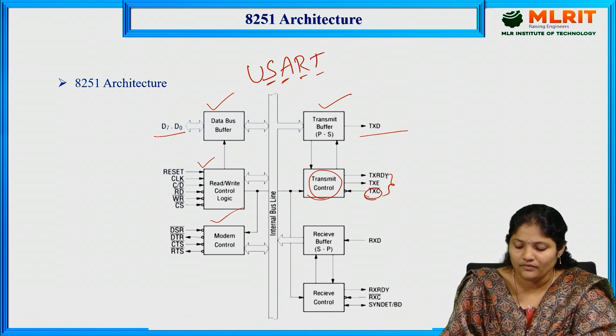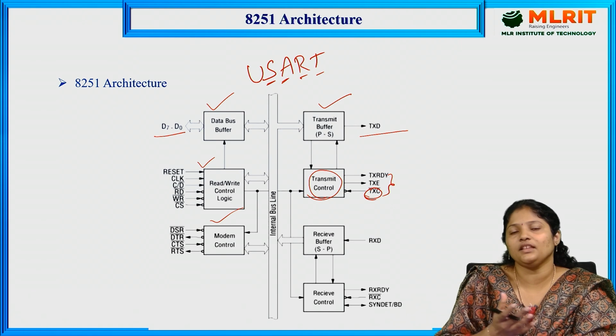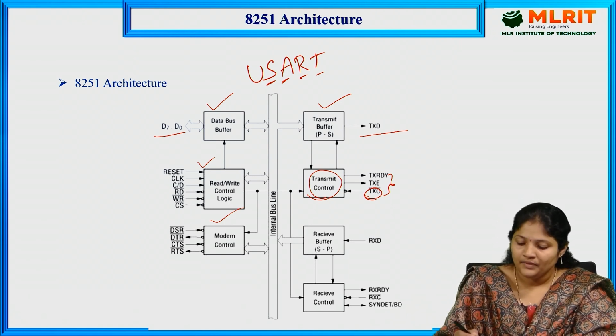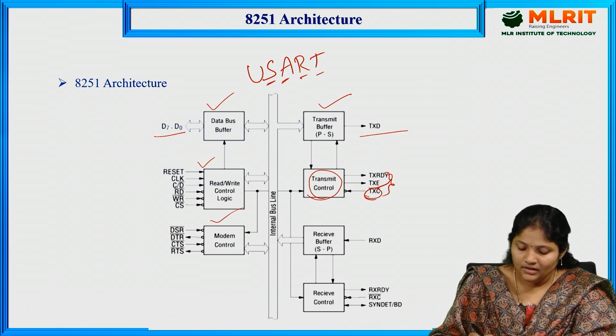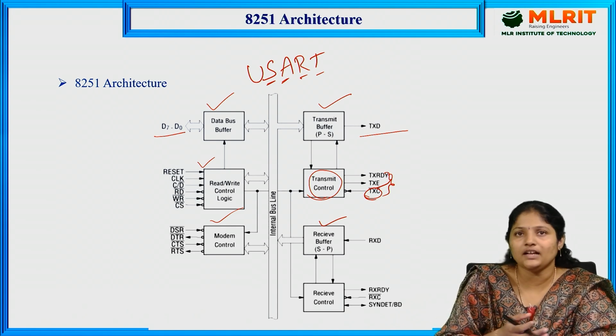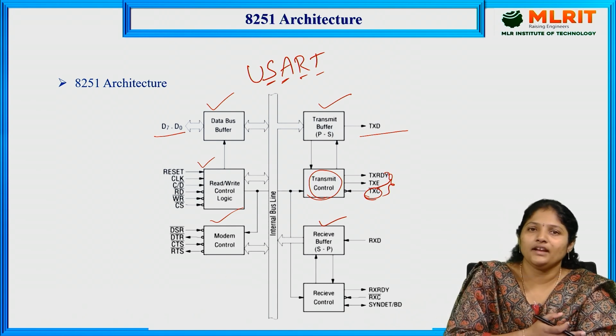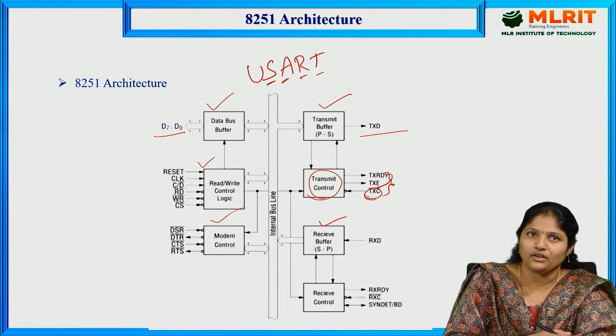This one is the clock pin, which decides with how much baud rate the data needs to be transmitted. And these 2 are the signals which indicate whether the transmitter is ready to transmit the data or the transmitter is empty. So here this is the receive buffer, which is used to convert the serial data coming from the peripheral devices into parallel data and give it to the 8086 microprocessor.